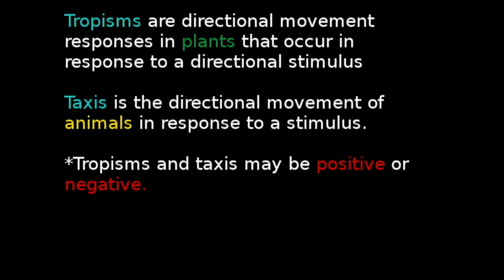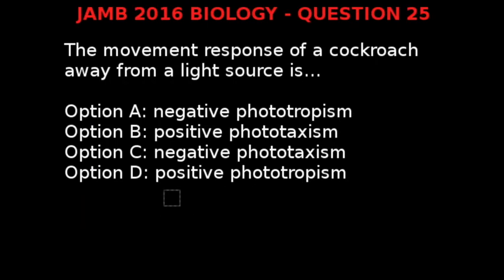By that we mean that if an animal or plant moves towards the stimulus, then the response is positive. And if an animal or plant moves away from a stimulus, the response is negative. So let's go back to our options and see what we have there. From the question here, we find out that the cockroach moved away from the light source. Therefore, our correct answer here is option C, negative phototaxism. This is because it involved an animal and the animal moved away from the light source.